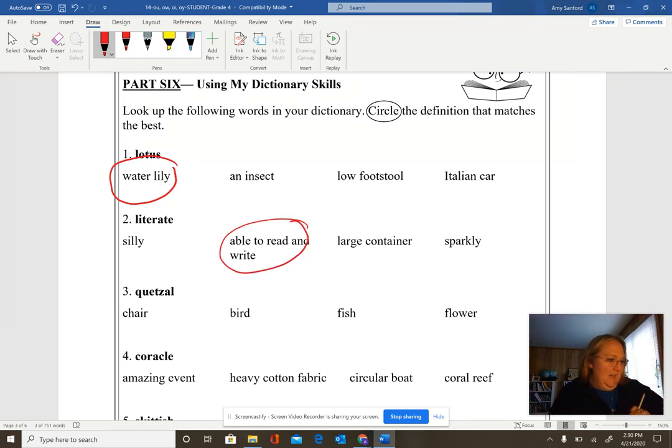Ooh, Cazatel is not a chair. I've never seen the fish. I have not seen the flower, so it must be a bird, right? There's two more. We've got coracle and skittish. I would love for you to take a look at those two on your own.